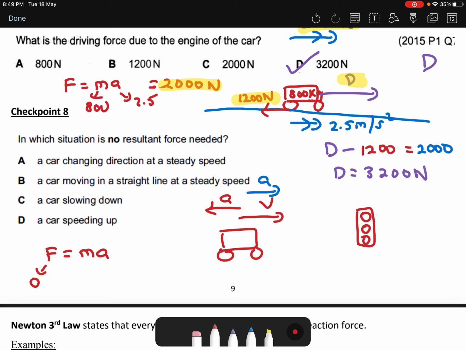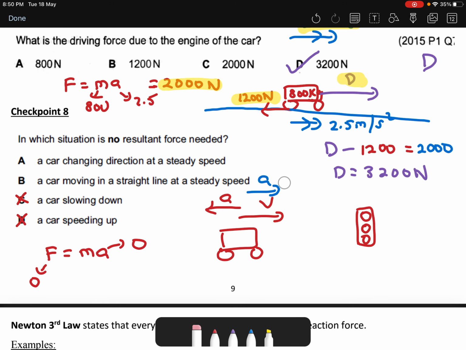So this is the question. A, a car changing direction at a steady speed. This one we will see later. B, a car moving in a straight line at a steady speed. C, a car slowing down. D, a car speeding up. Definitely it's not C, definitely it's not D, because in both the speed is changing. So that leaves A and B. Which one should we choose?